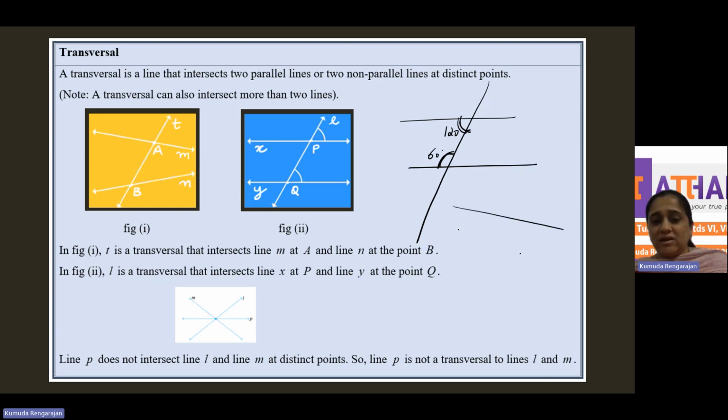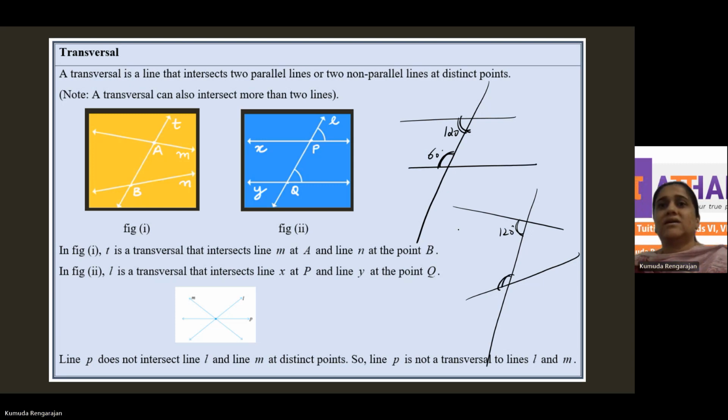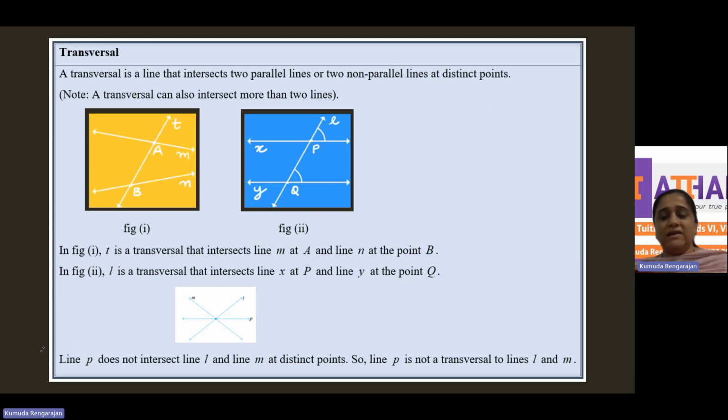But supposing the lines are not parallel. This is 120 degrees, suppose. Now, this one and this one, they are co-interior angles. Still, they are co-interior angles, but they are not supplementary. So if this is 120, you can't find this one. You don't know how much. That's the difference when the lines are parallel. That's all. We finished the chapter.